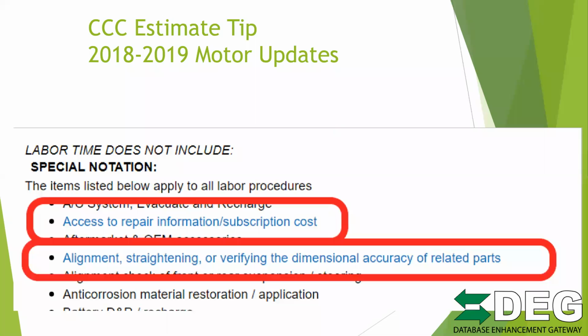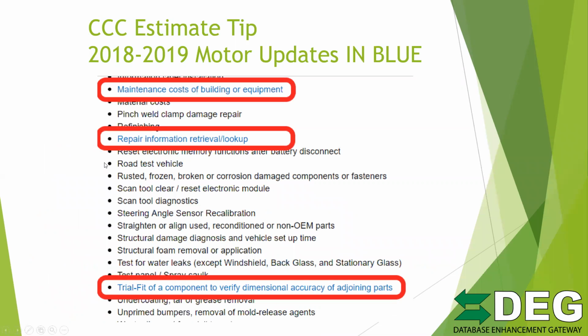CCC confirmed this in a DEG inquiry about 2 or 3 years ago, when the question came up: was all this time spent researching factored into the labor times or even the subscription cost? They've come back and actually updated their P-pages, their guide to estimating, and one of their updates was that access to repair information and subscription cost was not included. Additionally, they've added one in the second box right here, which is repair information retrieval and lookup. And again, that's your labor time associated with looking up the information that you're trying to research.